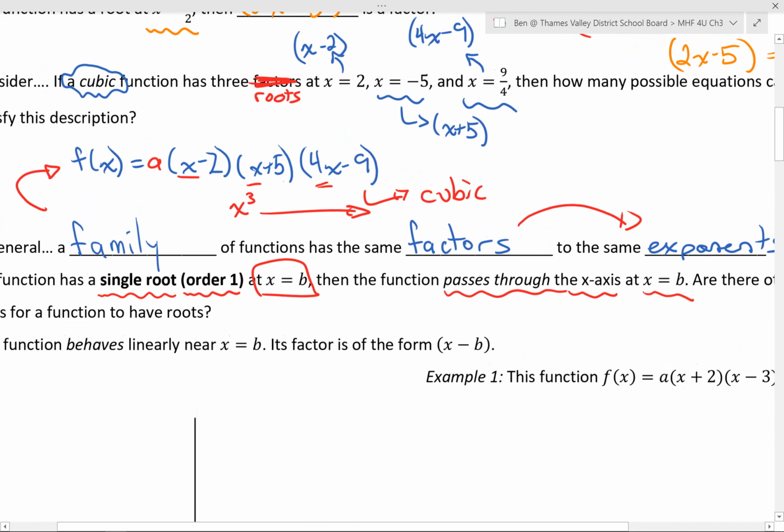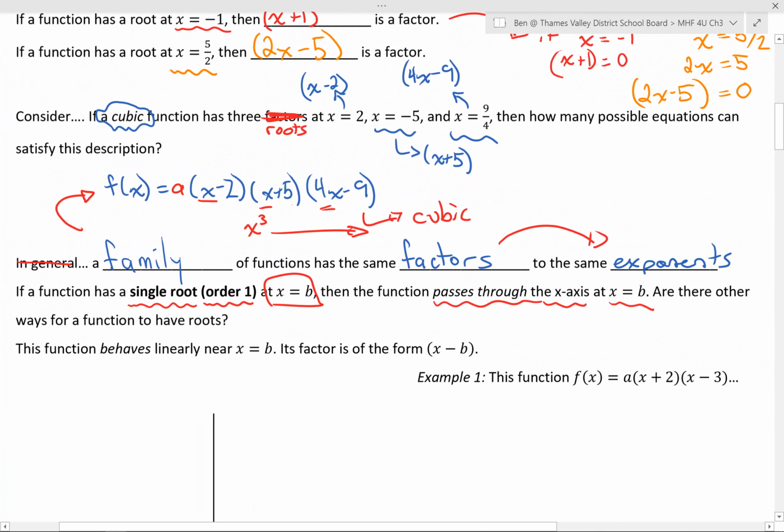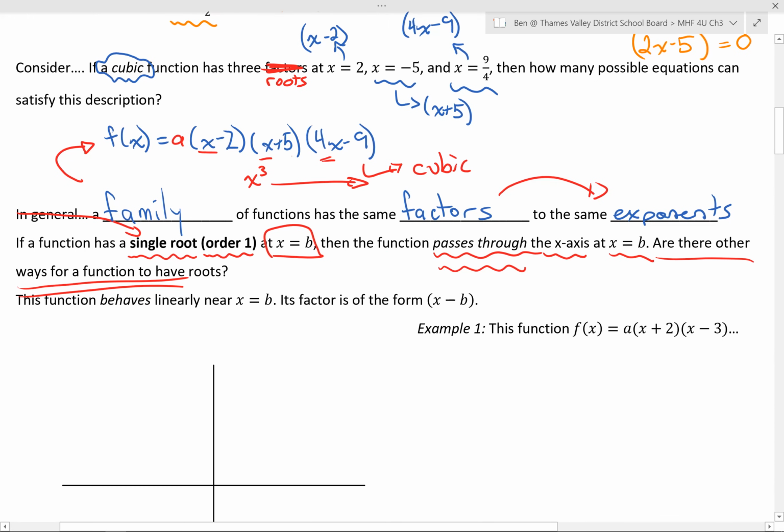Okay, so if a function has a single root at x equals b, then the function passes through, like I demonstrated above, the x-axis at x equals b. Again, just like that quadratic we handled initially. Now, we'll consider after, are there any other ways for a function to have roots? Are there any other ways for a function to touch the x-axis? Well, right here, we're just focused on the first one. So a function behaves linearly near x equals b.